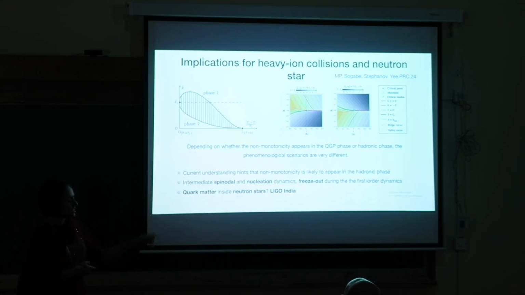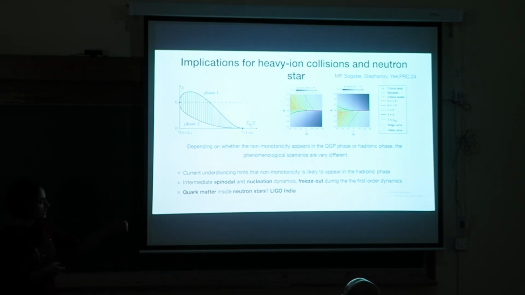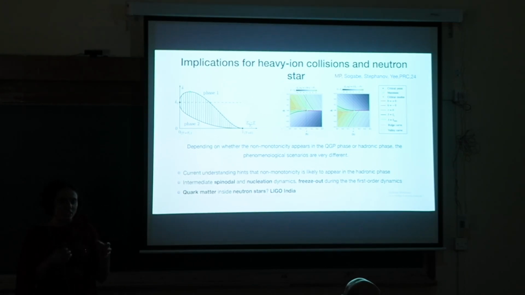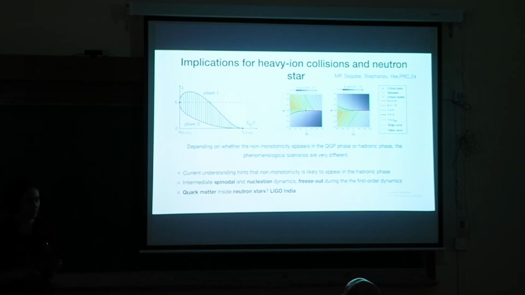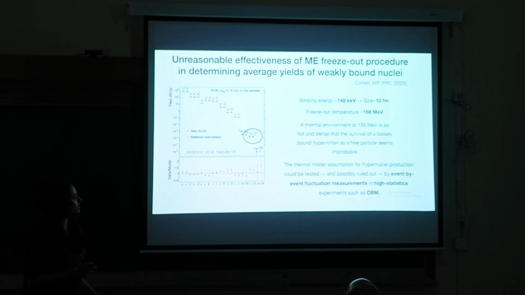And there is also an interesting question of what happens if the freeze-out happens during the first order transient regime. How do you see these spinodal and other formations in the hadronic distributions that you see at the freeze-out? So these are all open questions in this field which at this moment we don't have answers to.